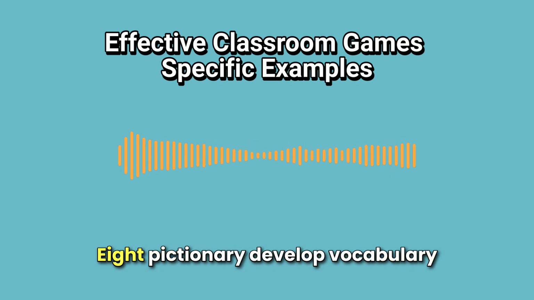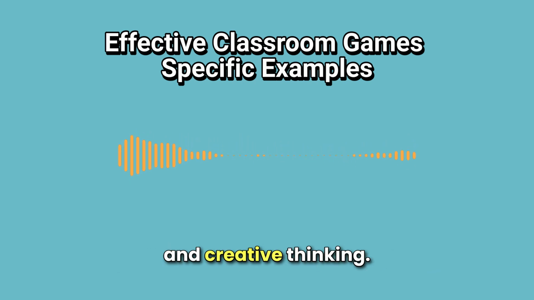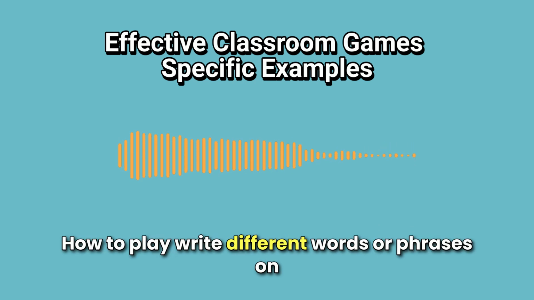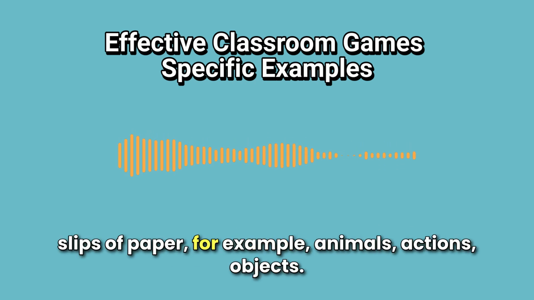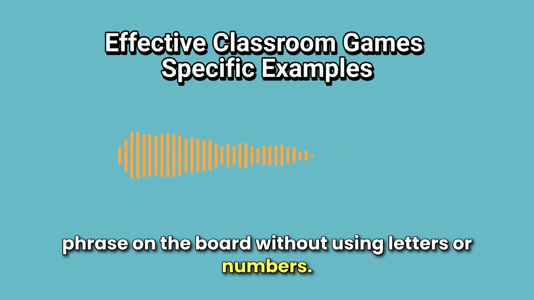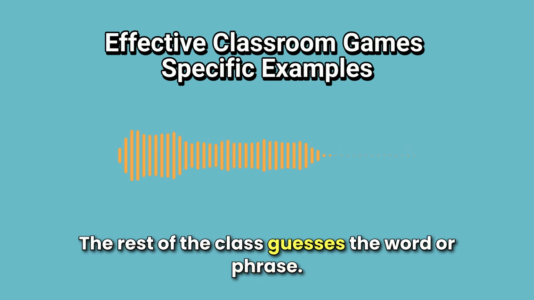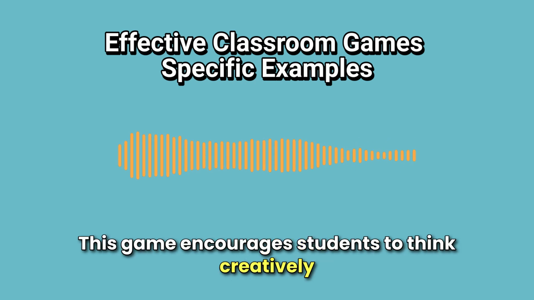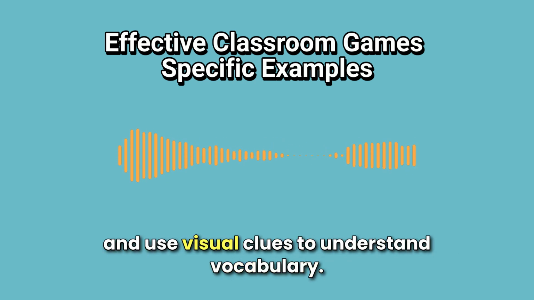8. Pictionary. Objective: Develop vocabulary and creative thinking. How to play: Write different words or phrases on slips of paper, e.g., animals, actions, objects. A student picks a slip and draws the word or phrase on the board without using letters or numbers. The rest of the class guesses the word or phrase. This game encourages students to think creatively and use visual clues to understand vocabulary.